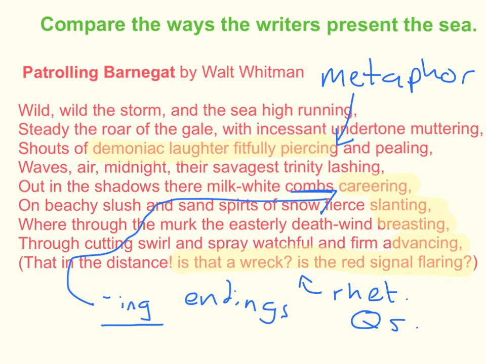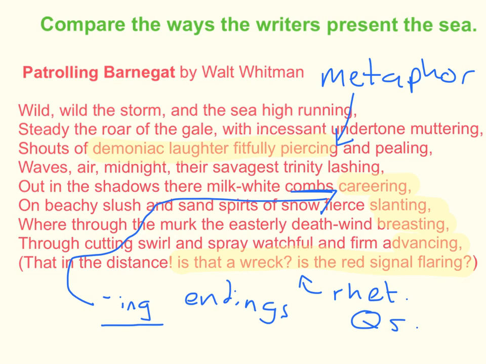Also, we've got this "ing" ending to every line: muttering, peeling, lashing, careering. I'm sure I'll be able to forge a link between this structural feature and the way the poet is trying to present the sea. And finally, I've got on that last line there some rhetorical questions. Is that a wreck? Is the red signal flaring? Okay, so I've ticked a box. I identified three techniques here. And of course, I'm a very happy camper because one of those is a structural technique, this repetition of the "ing" word at the end of each line. Now let's go on to thinking about the effects of these techniques, and specifically how these techniques help to present that key theme, the sea.